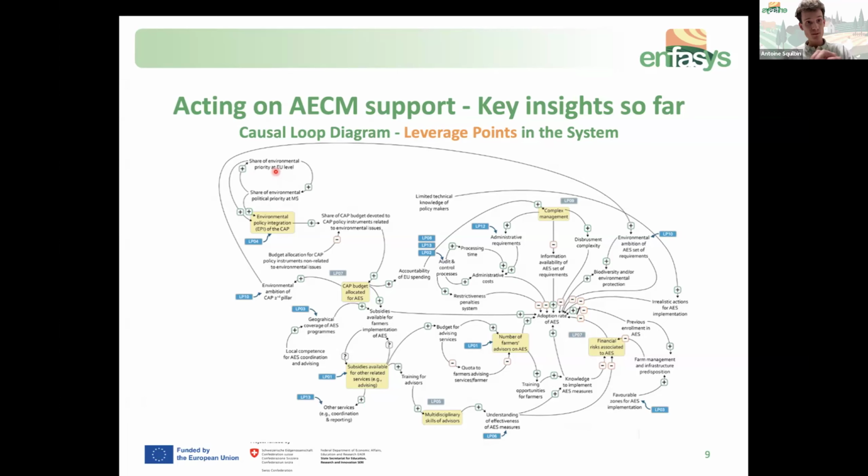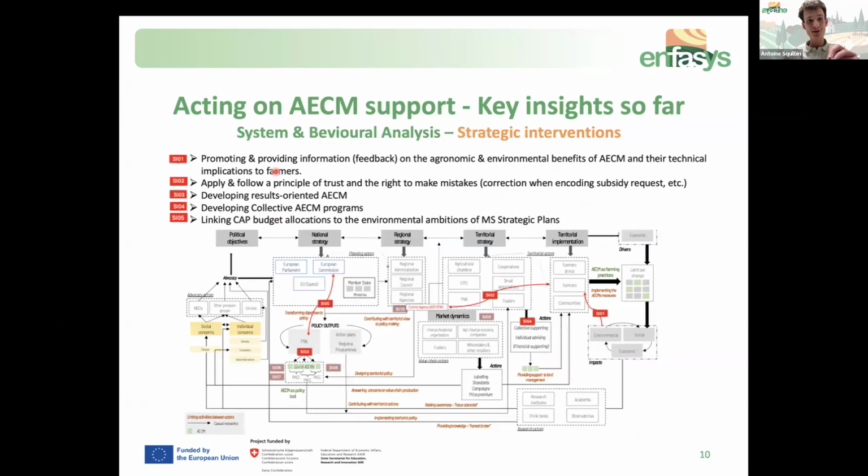But for me, it's mainly interesting to show you how they were translated into concrete interventions. And so that's the next point, coming from those leverage points to put back the strategic interventions on the case study network map, so the stakeholders map. So the main interventions, as you can see, that were pushed by stakeholders were the need of promoting more and providing more information and feedback on the agronomic and environmental benefits of ACM towards farmers.